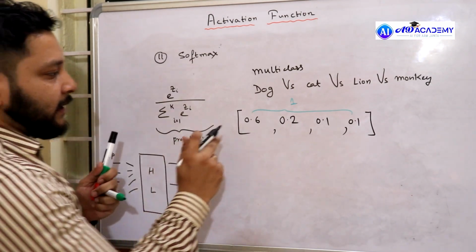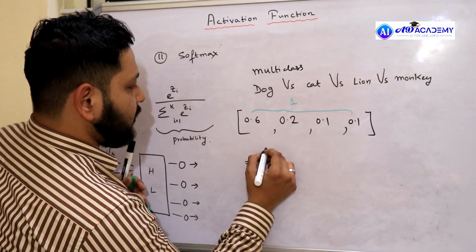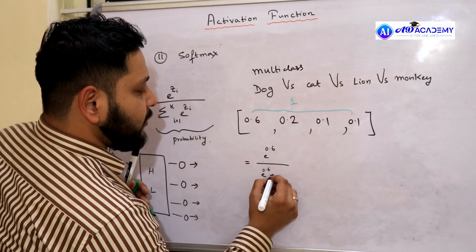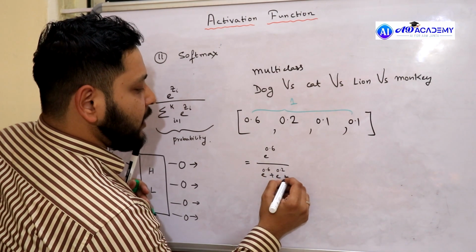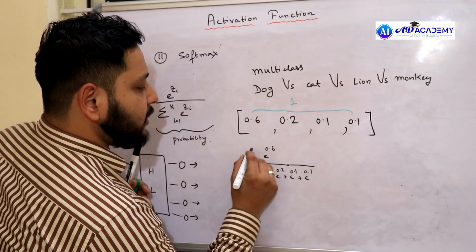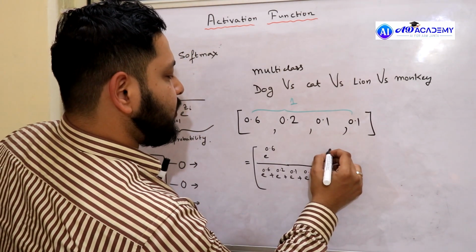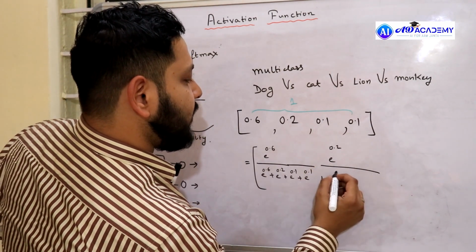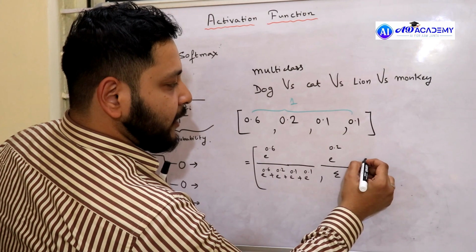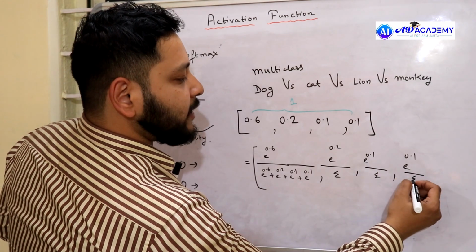While doing this, we have to calculate the probability, so it means e to the power 0.6 divided by e to the power 0.6 plus e to the power 0.2 plus e to the power 0.1 plus e to the power 0.1. This is the probability for the first case. Now the probability for the second case will be e to the power 0.2 divided by the summation of all the numbers, the same denominator, then e to the power 0.1 divided by the same denominator, and e to the power 0.1 divided by the same denominator.